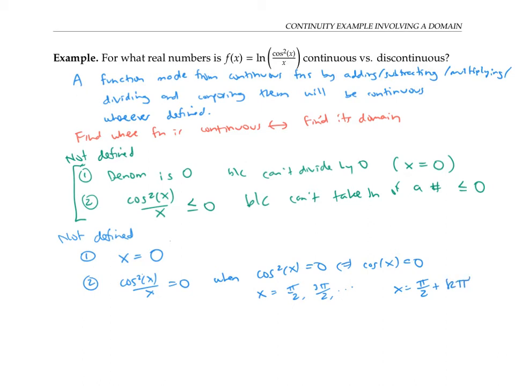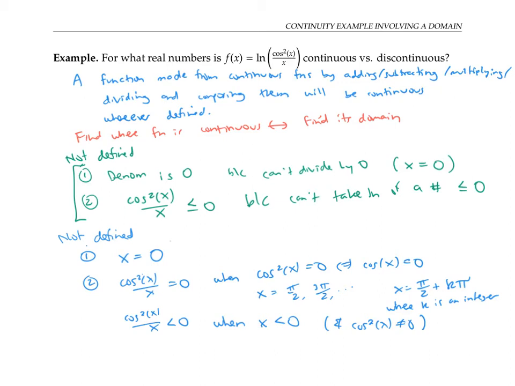multiples of pi. Now, for cosine squared x over x to be less than 0, we would have to have the denominator x be negative, since the numerator cosine squared is always going to be positive or 0. So cosine squared x over x is less than 0 when x is less than 0, and cosine squared x is not 0, since that would make the whole thing 0, not negative.